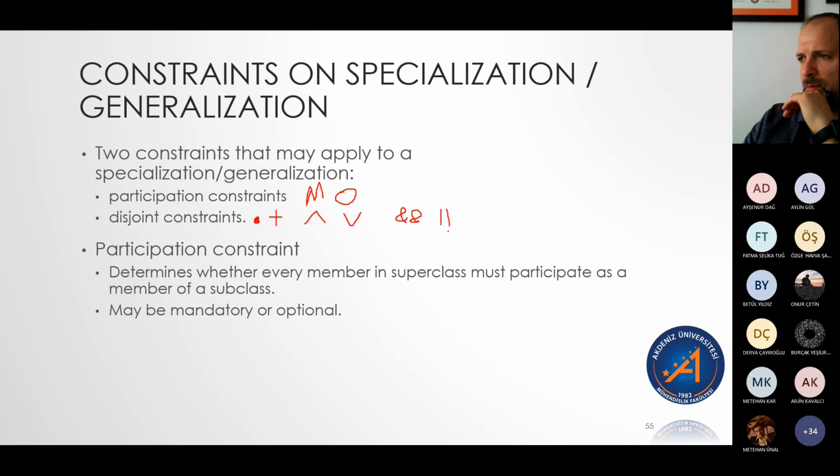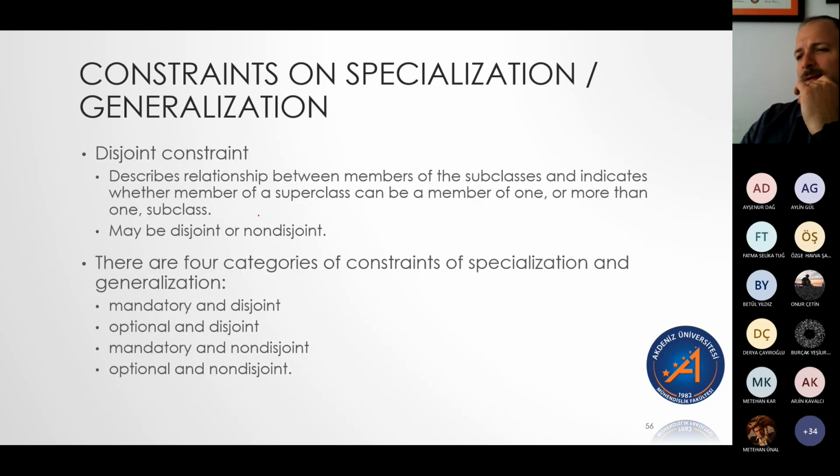So down here, participation constraint can be mandatory or optional. If mandatory, something that exists in the parent class must be a member of a child class. Optional, we can have something that is just the parent class. It doesn't have to be a member of the child class. Okay. The disjoint constraint.